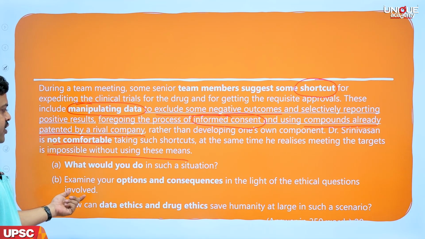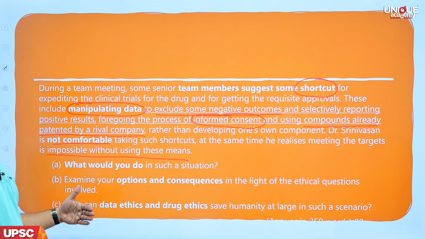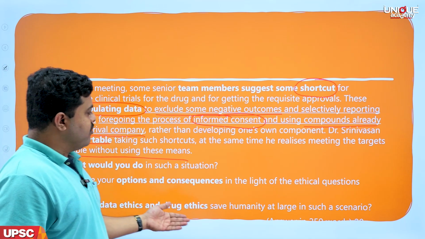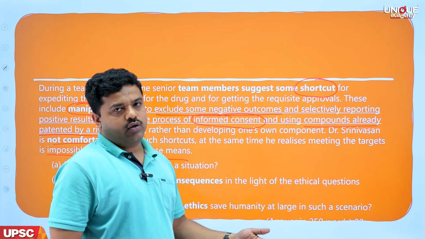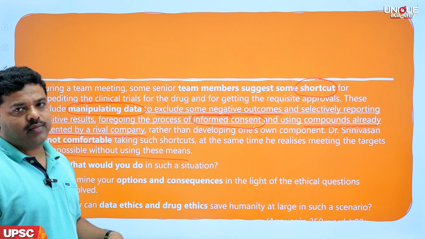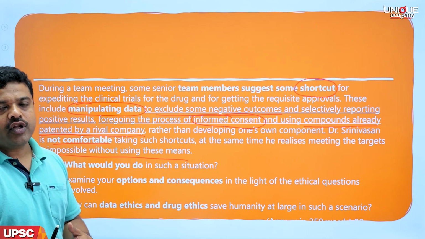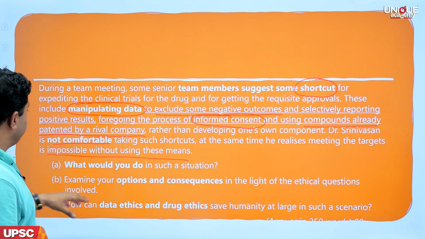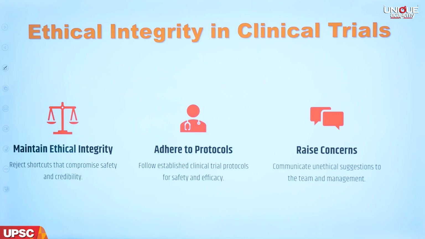सेकंड, एग्जामिन योर ऑप्शंस एंड कॉन्सिक्वेंसेस इन द लाइट ऑफ इथिकल क्वेश्चंस. सो आपके पास क्या क्या ऑप्शन है, कॉन्सिक्वेंसेस क्या हो सकते हैं उसके, ये भी देखना है. एंड हाउ कैन डेटा एथिक्स एंड ड्रग एथिक्स save humanity at large in such a scenario. So data ethics में और drug ethics में जो भी rules है वो humanity के ऊपर positive impact कैसे ला सकते हैं, that you have to discuss. So let's deal with each sub question.